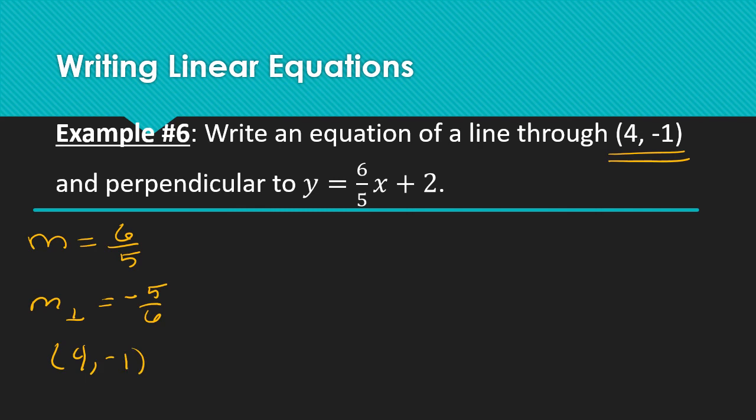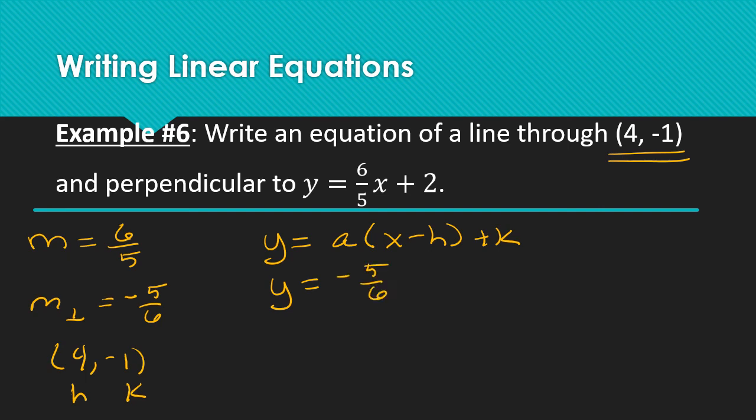So I can take my HK formula, and I can go y equals a times x minus h plus k. If I look at my point, this is h and this is k. So y equals my perpendicular slope, which is -6/5, x minus h plus k, and then plus a -1 would give me -1. Since this particular equation does not ask me to write my answer in slope-intercept form, I'm just going to leave my answer in point-slope form.